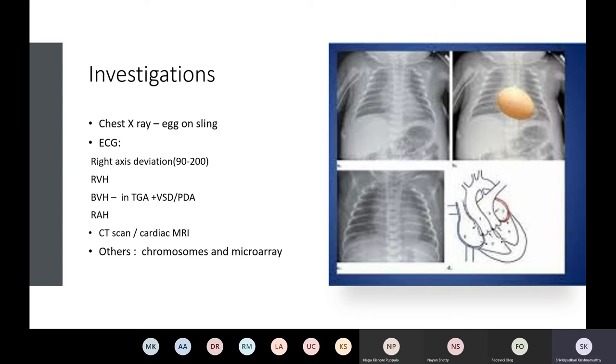Of course, CT scan and cardiac MRI are the other things, once we've done the echo, to get further details about, say, coronary artery morphology, if you're not able to pick it up on the echo, to delineate the cardiac anatomy. So that's when the CT scan will be done. Again, as I said, with the chromosomes and microarray, the ones with tetralogy of Fallot and DORV we think need more chromosomal testing because they are commonly associated with DiGeorge syndrome, and trisomy 13 and 18 are also implicated.